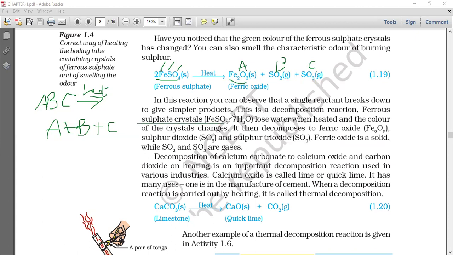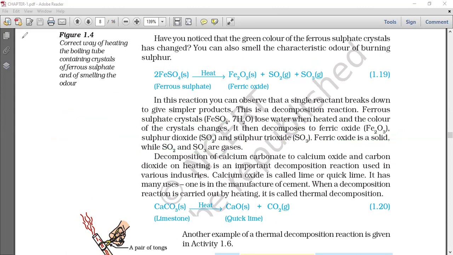FeSO4. This is not a comma, it is a dot: 7H2O. This is the formula. When you burn this, when you do this activity, the light green color changes, and you will find water droplets, water moisture also forms on the inside surface of the glass test tube, because it's a crystal which contains water, and it loses that water when you are heating it, and the color changes into brown. It is then decomposed into ferric oxide, sulfur dioxide, and sulfur trioxide. Ferric oxide is a solid, while SO2 and SO3, sulfur dioxide and sulfur trioxide, are gases.